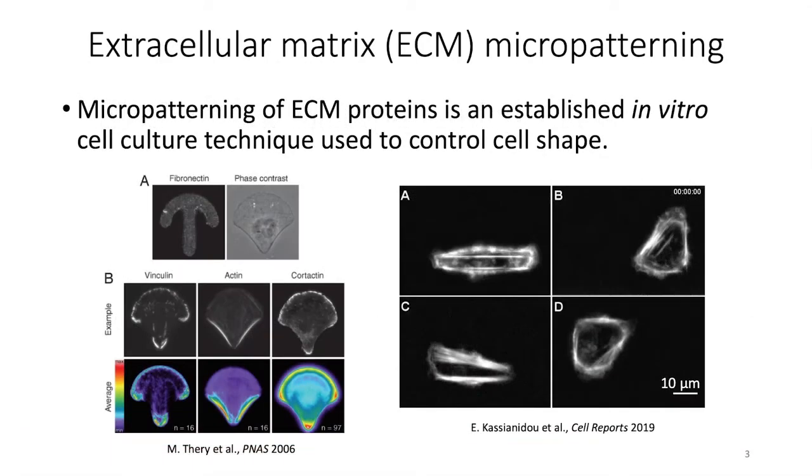Micropatterning of extracellular matrix proteins, or ECM, is an established in vitro cell culture technique used to control cell shape. In this technique, ECM islands of arbitrary geometry are deposited on a cell culture substrate. As cells spread across the adhesive islands, they form attachments to the ECM called focal adhesions.